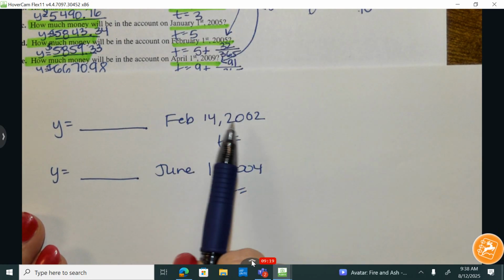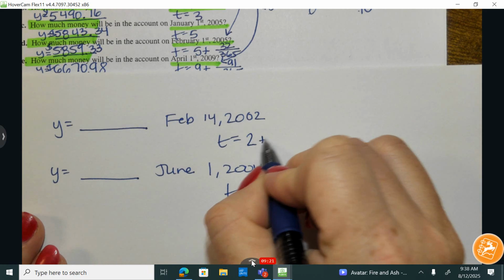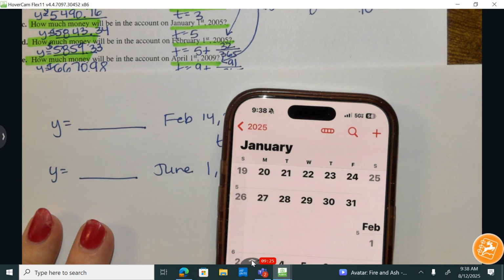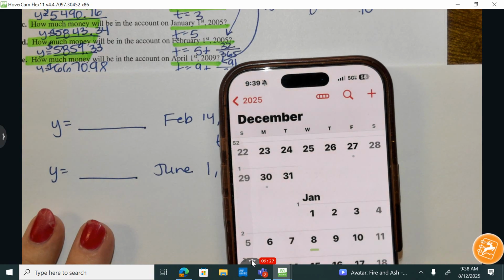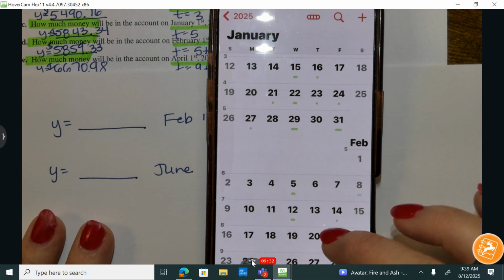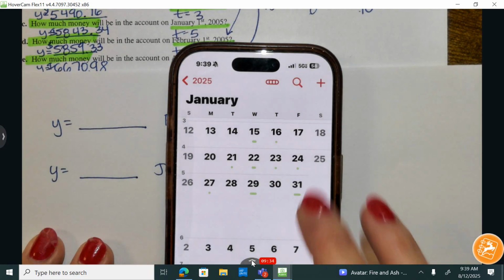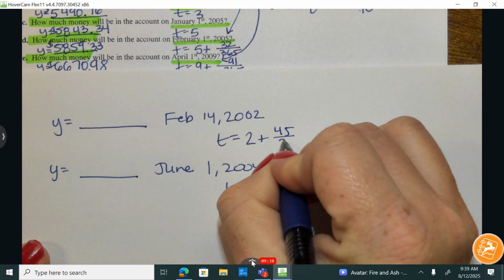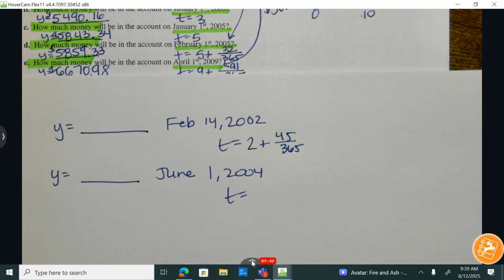So from 2000 to 2002 is 2 additional years. Oh, we got extra. So I'm grabbing my calculator, and I'm going back to January. And I can see there's 31 days in January. But then to that, I have to add 14 more days because I go to the 14th. So 14 plus 31 is a total of what? 45 over 365. I'll come back and plug it in later.